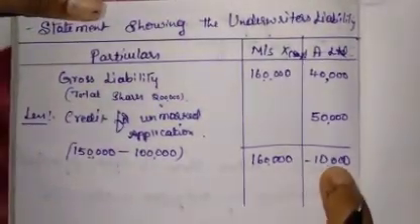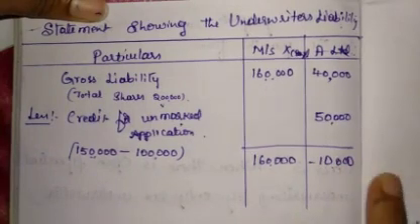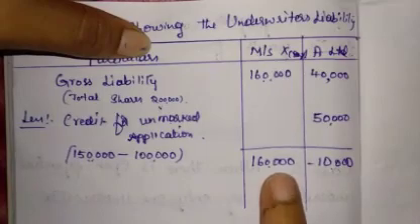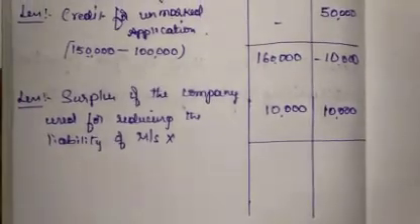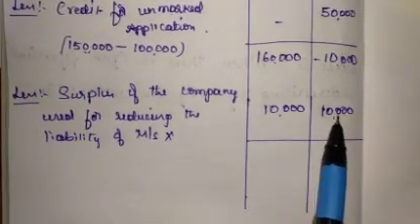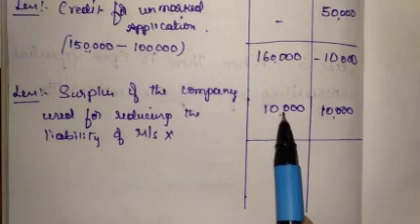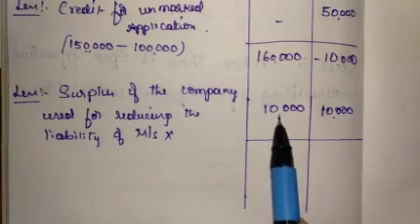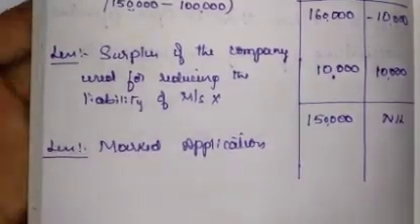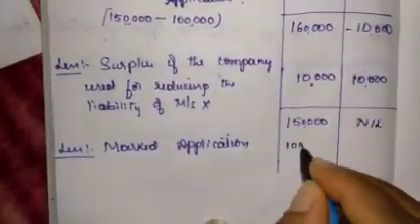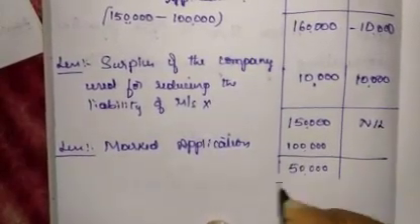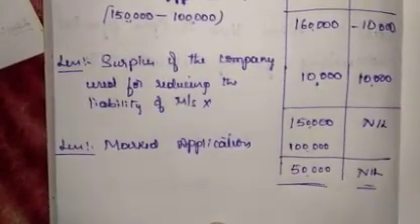So this surplus we have to share, we have to give the benefit of this surplus to the underwriter in order to reduce his liability. Total 10,000 is the surplus of the company, and that we are sharing with the underwriter, because only a single underwriter is there, so no need of any ratio. Less marked application, that is 1 lakh, and net liability is 50,000 shares. Company's net liability is nil.